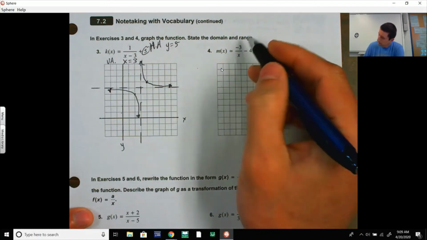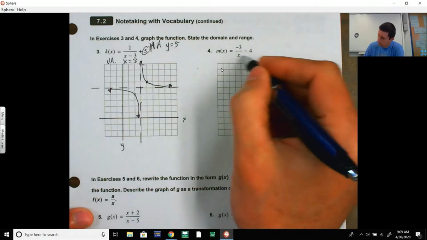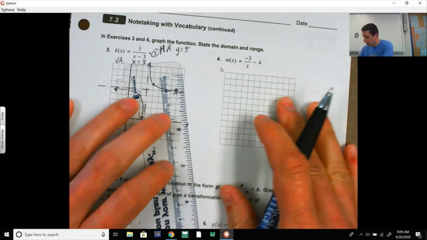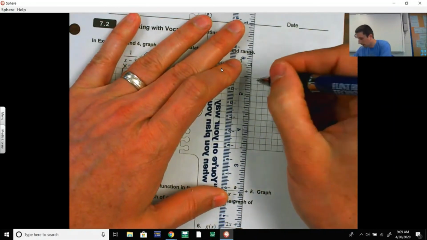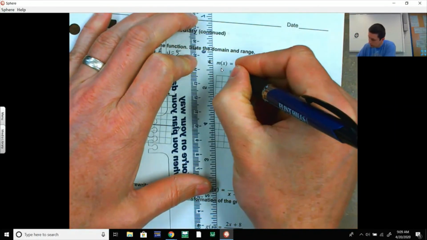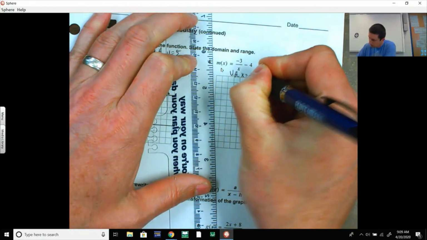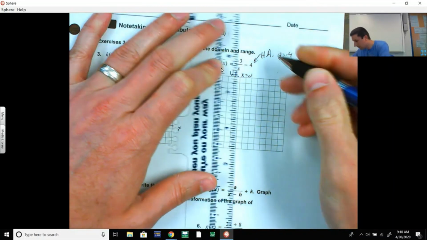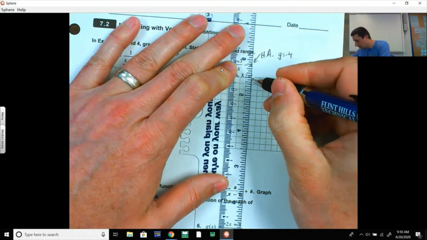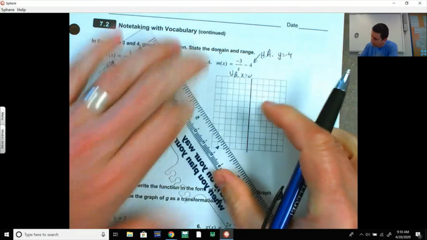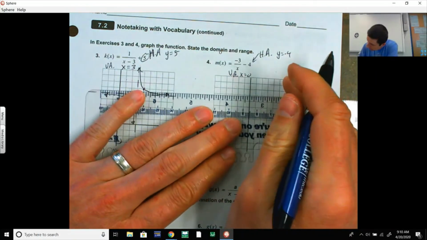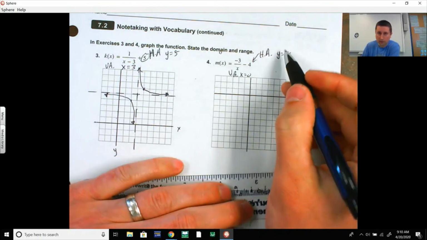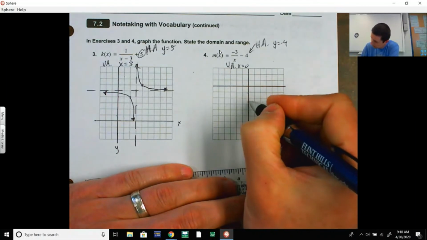Okay, this one, I notice there's no horizontal shift. I see a negative 3 up there, and then a minus 4. So I'm not shifting it horizontally, so I have a vertical asymptote at x equals 0. I have a horizontal asymptote at y equals negative 4. I'm going to put my y-axis right in the middle, and this one a little bit higher, because I know I have to shift my graph 4 units down. So 1, 2, 3, 4.